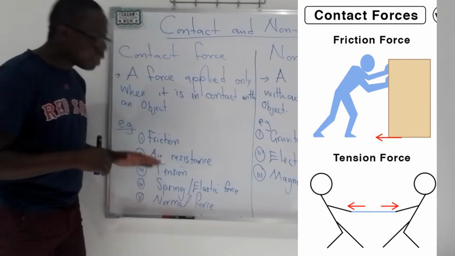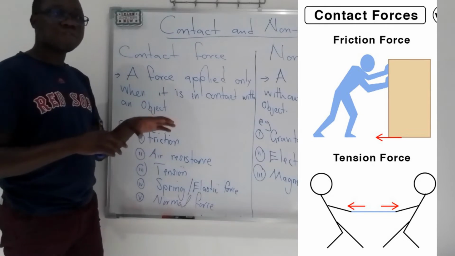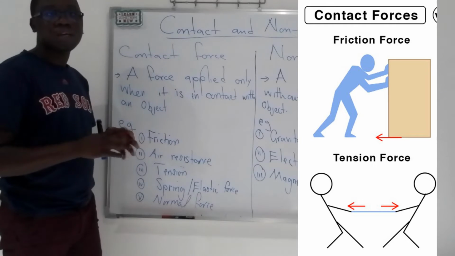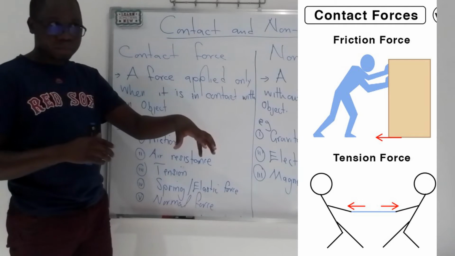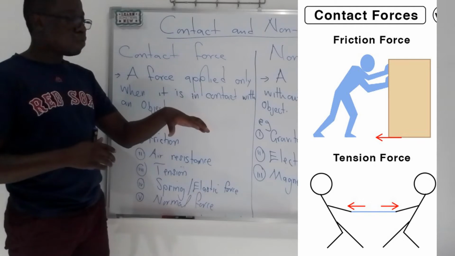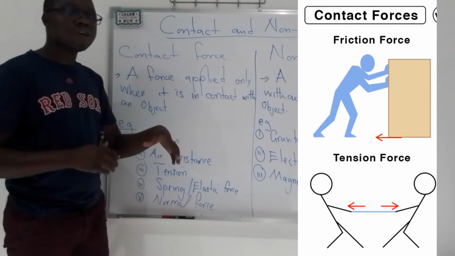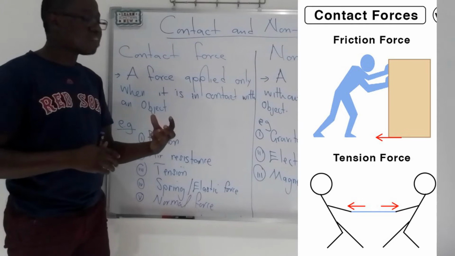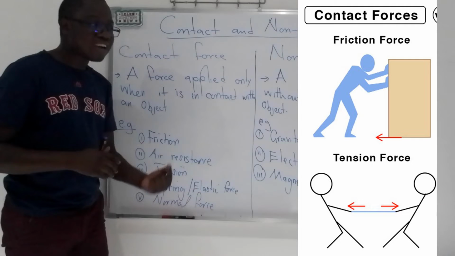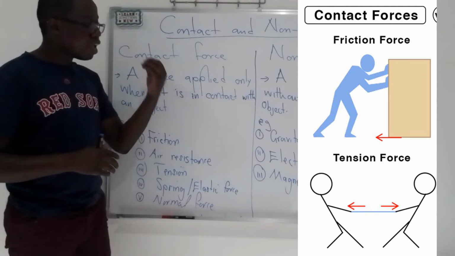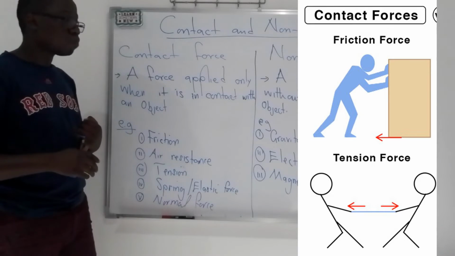The normal force is as a result of an object being placed on a stationary object. An example is when you put a cup on a table. The cup on a table is unable to fall because of the normal force that is acting against the gravitational force. So the normal force is acting against the gravitational force, hence this is a contact force.